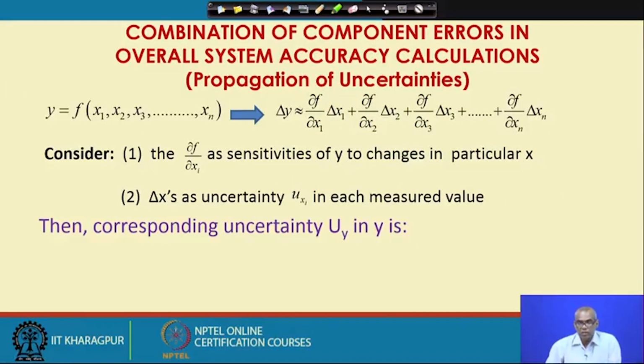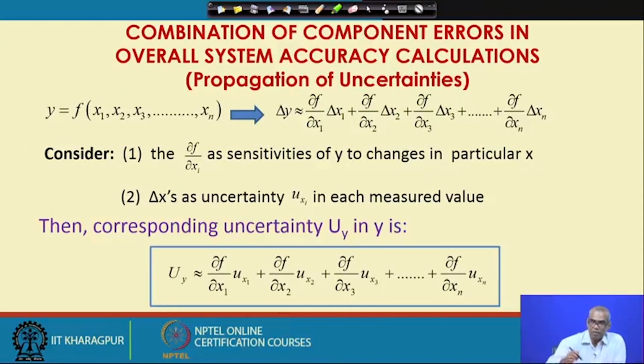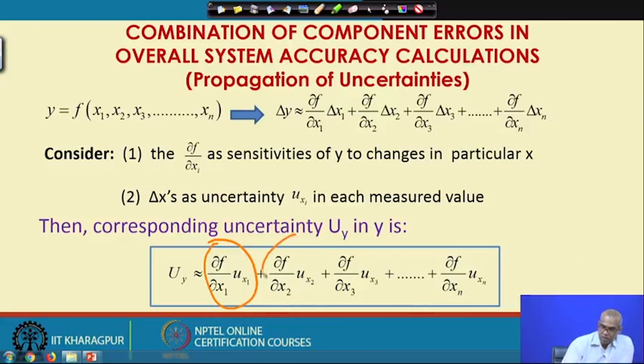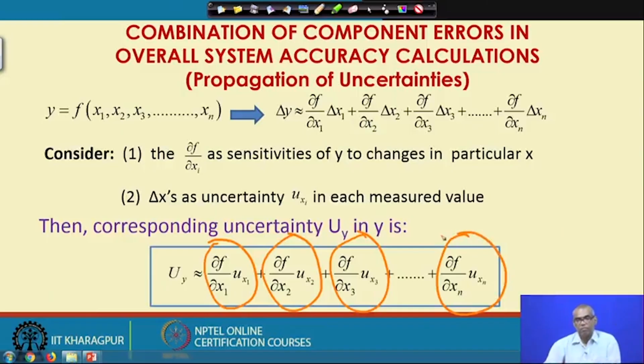Then the corresponding uncertainty in y, which you can represent as u y, can be computed as del f del x 1 u x 1 plus del f del x 2 u x 2 plus del f del x 3 u x 3, so on and so forth. Such terms have to be added up to del f del x n u x n.